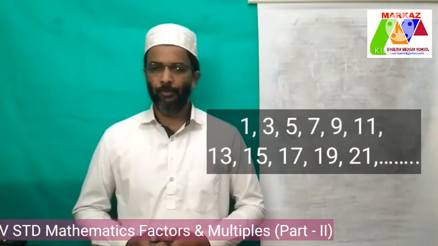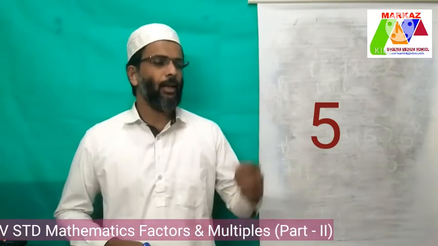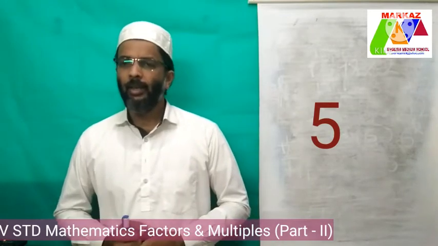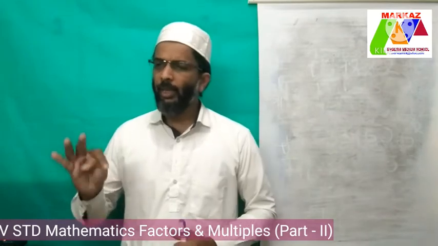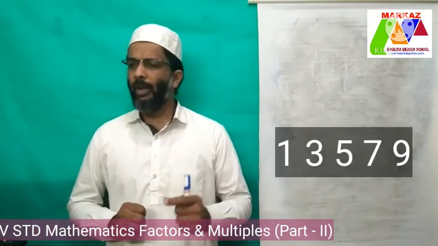For example, 5. 2 is not factor of 5. 5 is not divisible by 2. If we divide 5 by 2, we will get remainder 1. Clear? Numbers with the digits 1, 3, 5, 7 or 9 in the ones place are odd numbers.